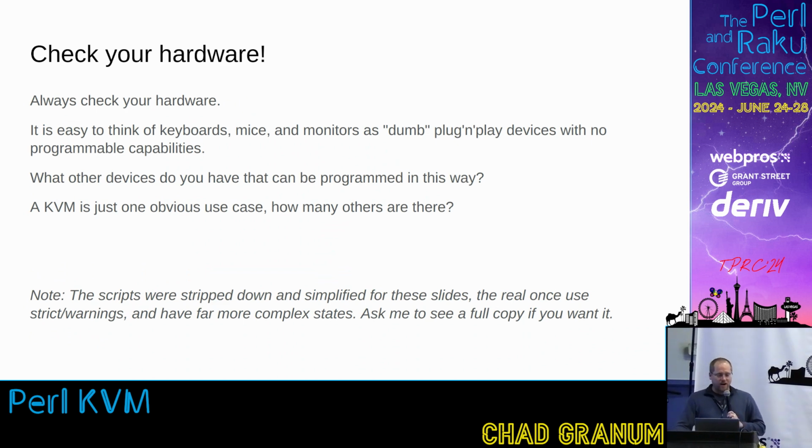So, check your hardware. It's easy to think of mice and keyboards as dumb plug-and-play things, but sometimes they're smarter than you think. And sometimes you don't need the KVM. Sometimes you can just script your way through the problem. Also, note, most of these scripts were stripped down for this lightning talk. The actual scripts that I've used for this functionality were a bit more complicated.